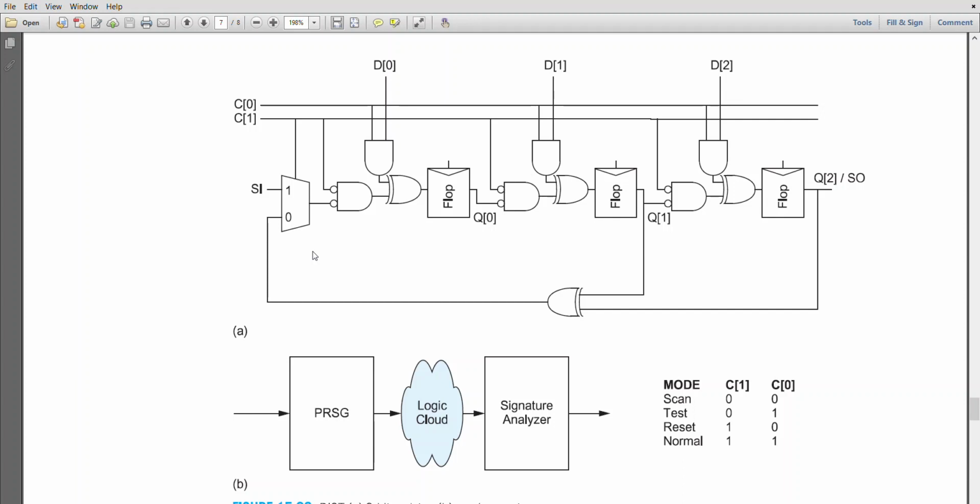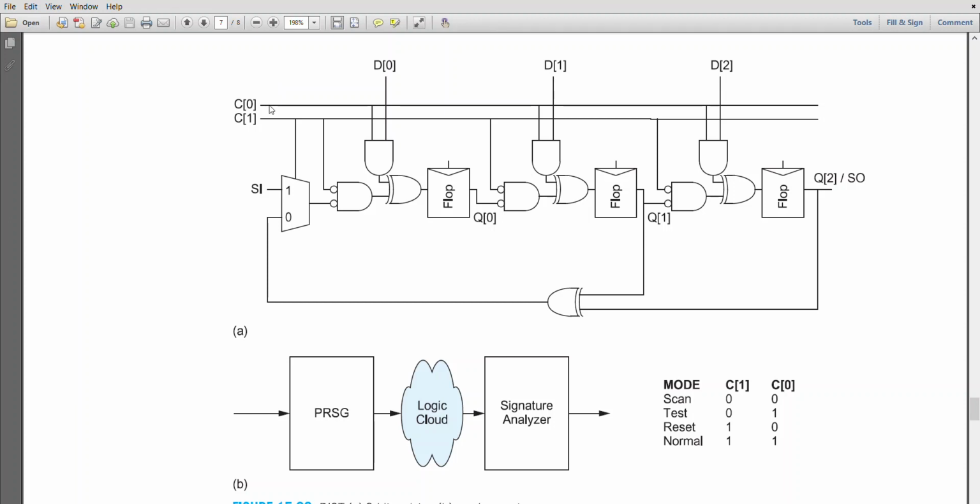Now here you are seeing the scan mode. If C0 and C1 both are 0, then scan mode will be there. If C1 is 0 and C0 is 1, then we are enabling the testing process. If C1 is 1 and C0 is 0, then the reset operation is there. And in case of normal operation, both will be 1.